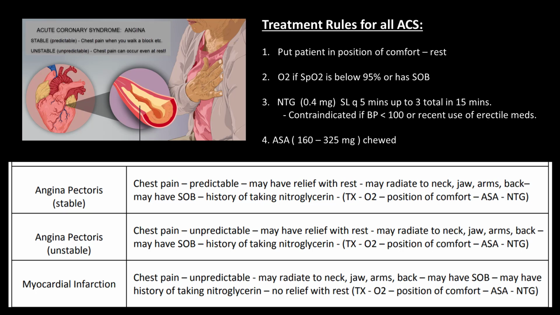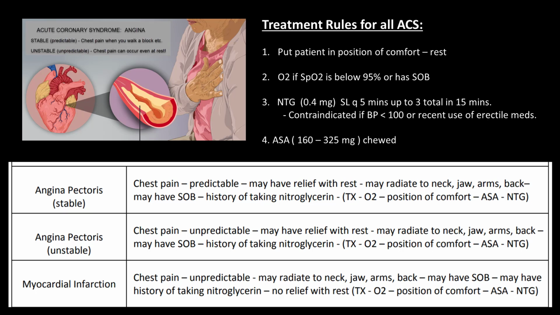If there are no allergies, you can give the patient an aspirin and have them chew it. The dosage should be 160 to 325 milligrams, which is 2 to 4 baby aspirin or 1 adult aspirin. Depending on local protocols, you can administer or assist in administering the patient's nitroglycerin 0.4 milligrams, sublingual under the tongue, every 5 minutes up to a total of 3 in 15 minutes.